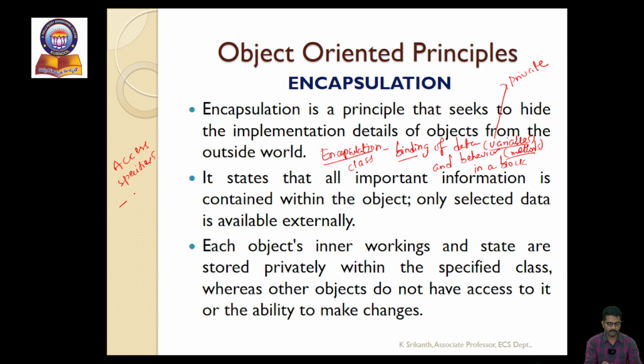So one is private, the other one is public, protected, and no modifier, right? So the private, when you make the variables as private, it can be accessed within the class, not outside the class, right?